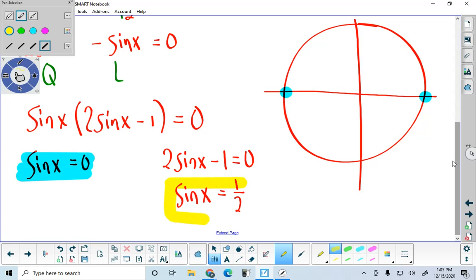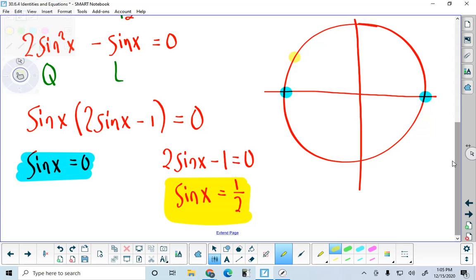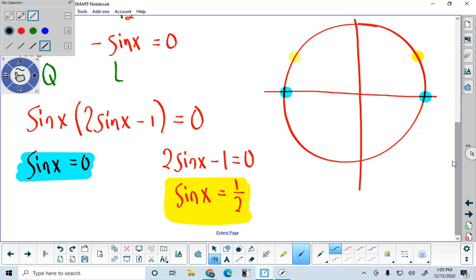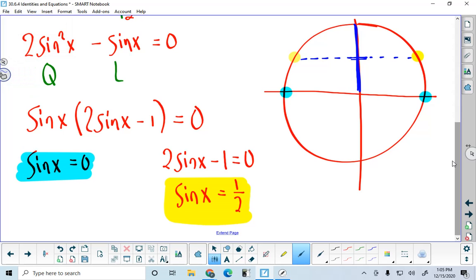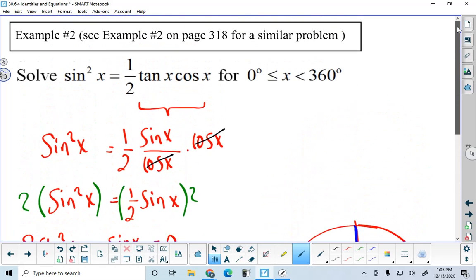Sine of x equals 1/2. For the yellow highlighted equation, sine of x equals 1/2 here and here, because this distance is 1 on the unit circle and half of it is there. So the y coordinate equals 1/2 in those two locations. Those are the locations. What we want to do now is look at the domain for the rotation angles.